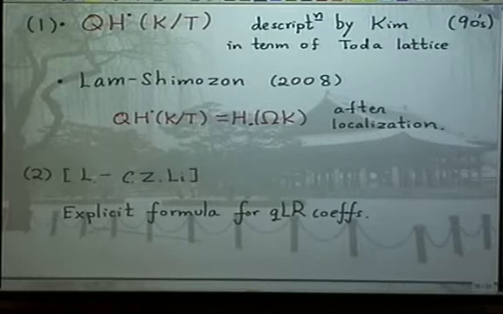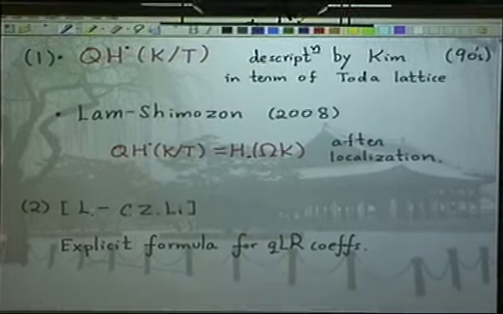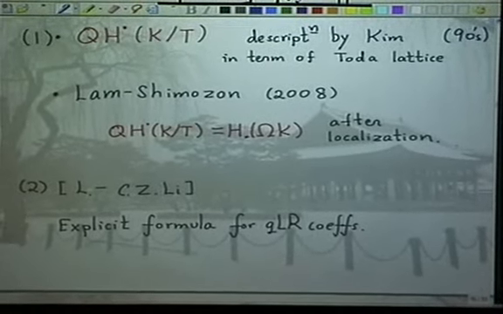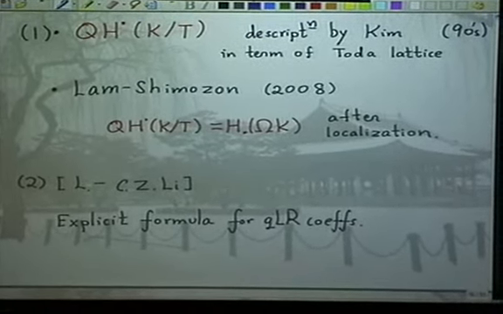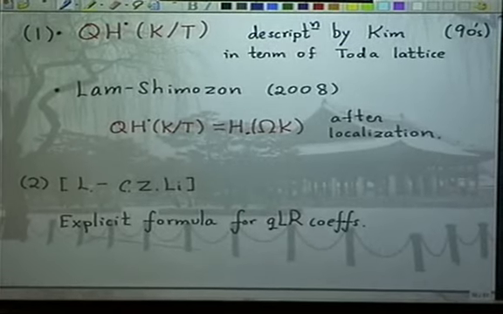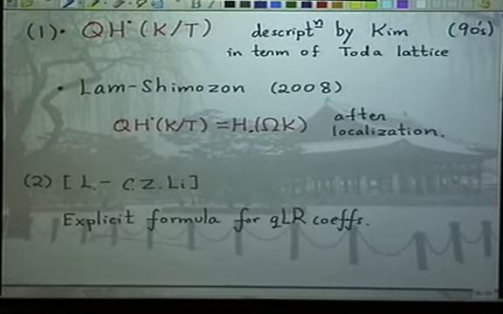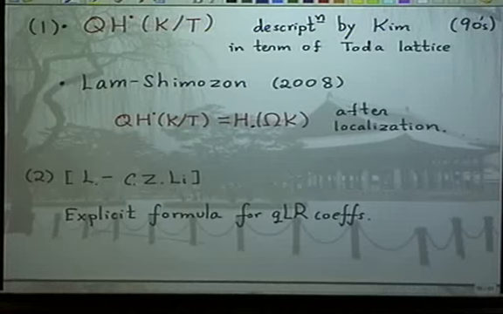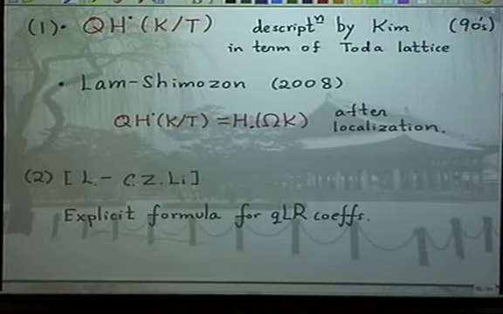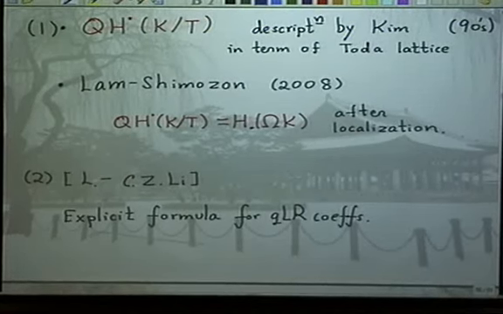So of course, the pioneering work by Kim described quantum cohomology in terms of a Toda lattice. And then there's also a more recent result by Lam, and I think I have misspelled his name, and Shimozono. The name probably has to add some quantum correction here.